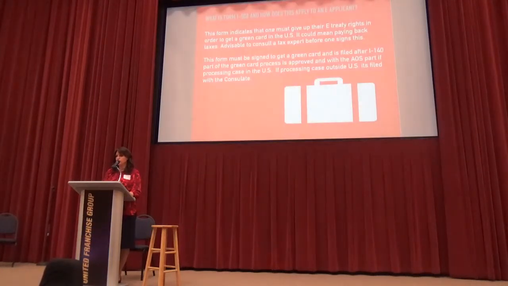So what is this slide? This is Form I-508. The E2 people do not like this one. This is basically, we have a lovely treaty with people that want E, but we give them certain benefits, and there are some tax benefits for them. And I'm not the tax expert, but whenever they want to file for a green card, they're going to have to complete this form. And this form may require them to pay back taxes. So it's important.